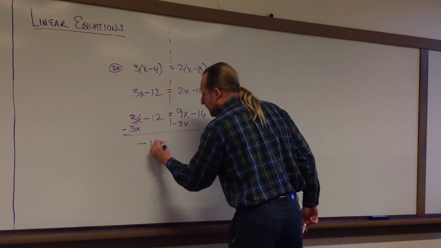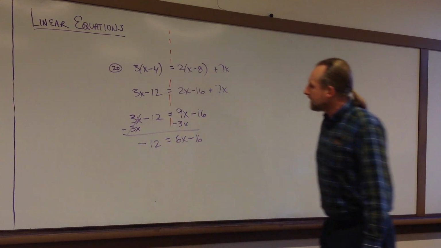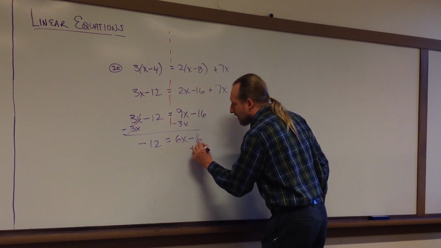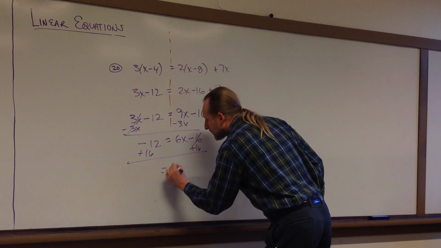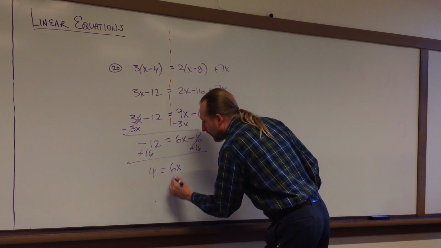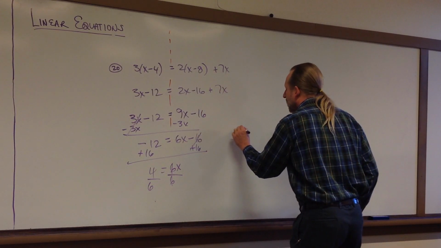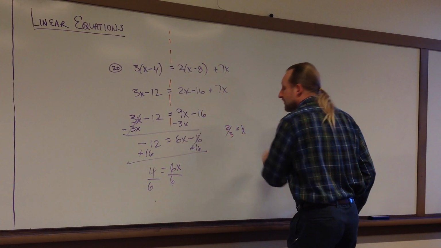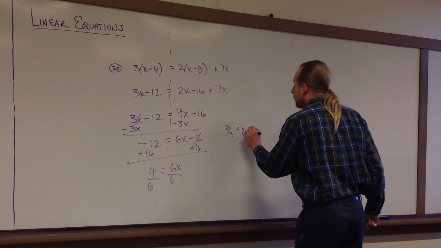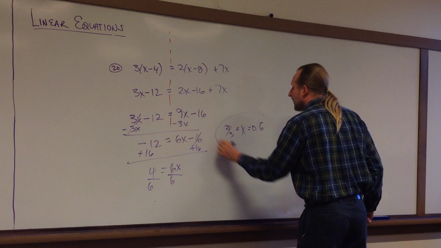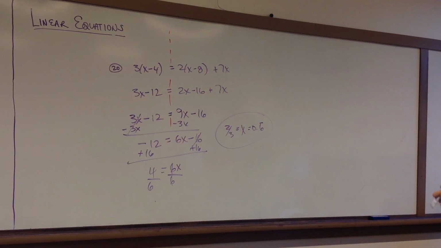Don't lose this negative sign because that's a negative 12. 6x minus 16. Add the 16 over here. Those cancel out. 6x equals 4. Divide on both sides by 6. And x is equal to 2/3, right? 4 over 6 is 2/3. If you did this on a calculator, you'd get a repeating 6. That's fine too, so long as you put a bar over the 6.